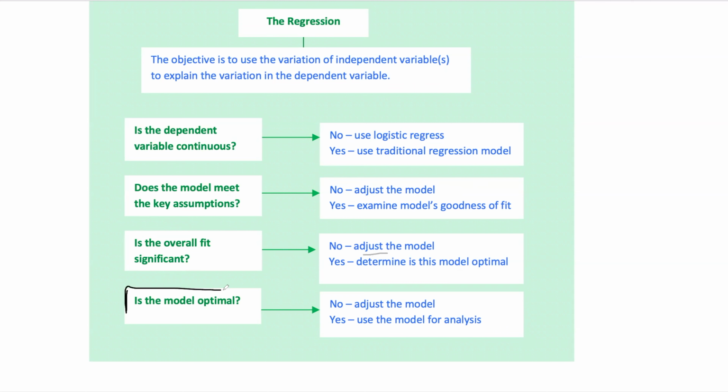And finally, is the model optimal? This is our last checkpoint. If the model is good to go, we can use it for analysis. If not, tweak, refine, and rerun. Bottom line, regression isn't just about crunching numbers. It's about making sure our analysis is reliable, meaningful, and applicable in the real world. Let's consider a typical scenario you might face.